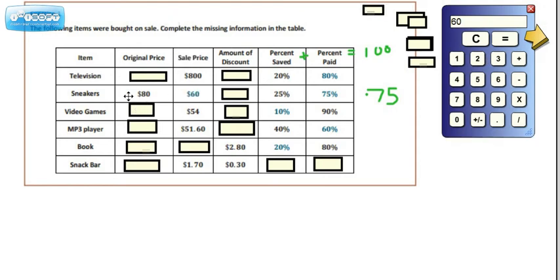Another way you could have done it is you could have taken the original price, which is $80, multiply that by the decimal equivalent of the percent saved, which would be 25/100 or 0.25, and the discount is $20. You could have subtracted the $20 from the $80 to get the $60 that way. All right, let's take a look at the television. We'll do that one next.